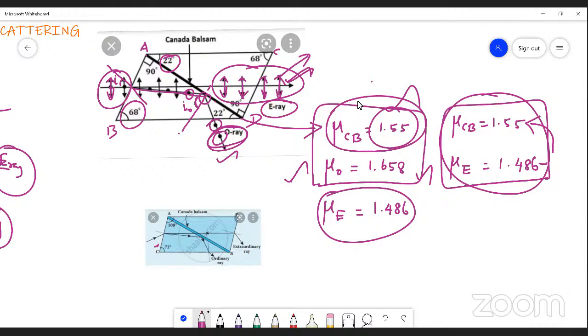So the ordinary ray passes from denser to rarer. Extraordinary ray passes from rarer to denser. Ordinary ray, denser to rarer. Extraordinary, rarer to denser. When the angle of incidence is greater than the critical angle, it is very, very important. You know the total internal reflection. What do you mean by total internal reflection?